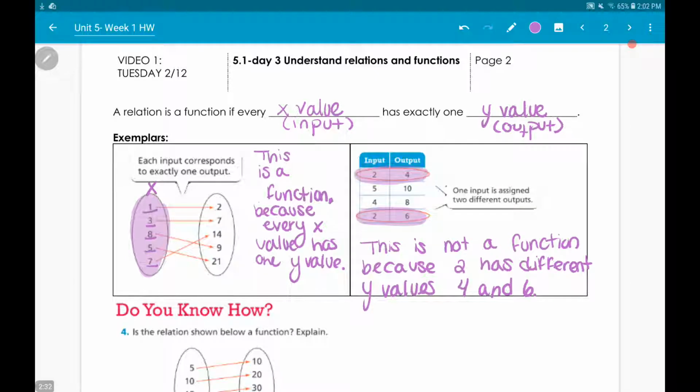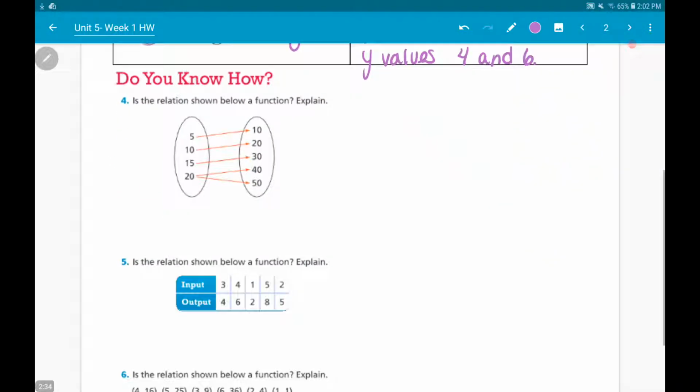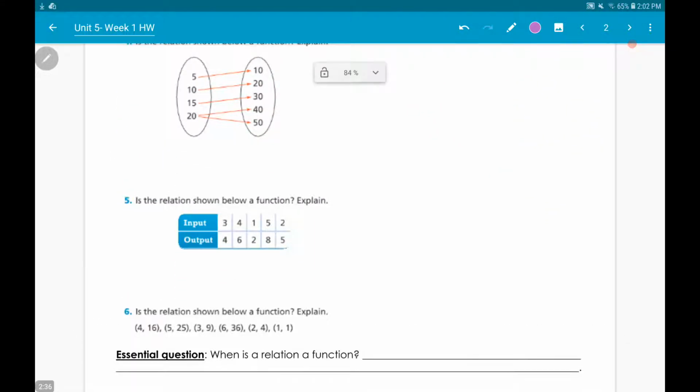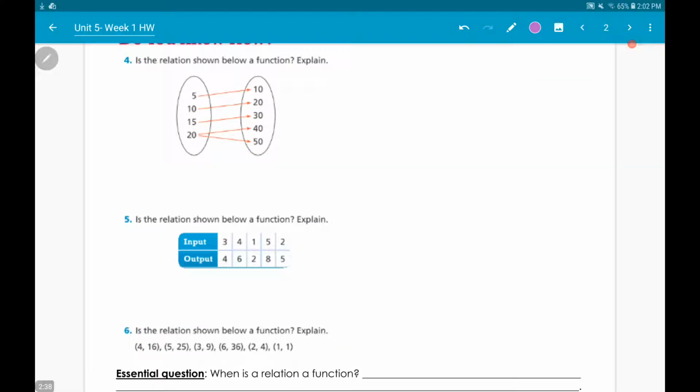All right, so let's try this on our own now using what we learned in class and in this video. Okay, so let's take a look at number 4. Is the relation shown a function? So if I am not sure what to do with my mapping, I can also create this into a table using my arrows. So 5, 10 as a coordinate, 10, 20, 15, 30.